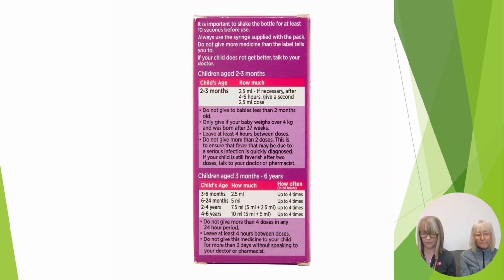And on top of that, you've got a different dose depending on the age of the baby or child. So you might be given 2.5 mils, you might be given 5 mils, you might be given 7.5 mils. That can be quite confusing for somebody who's trying to work out the best thing to do for their child.